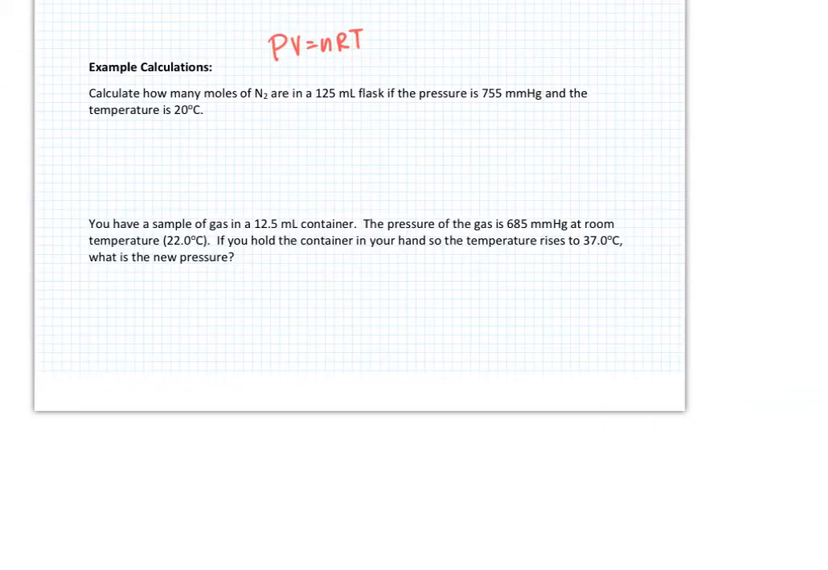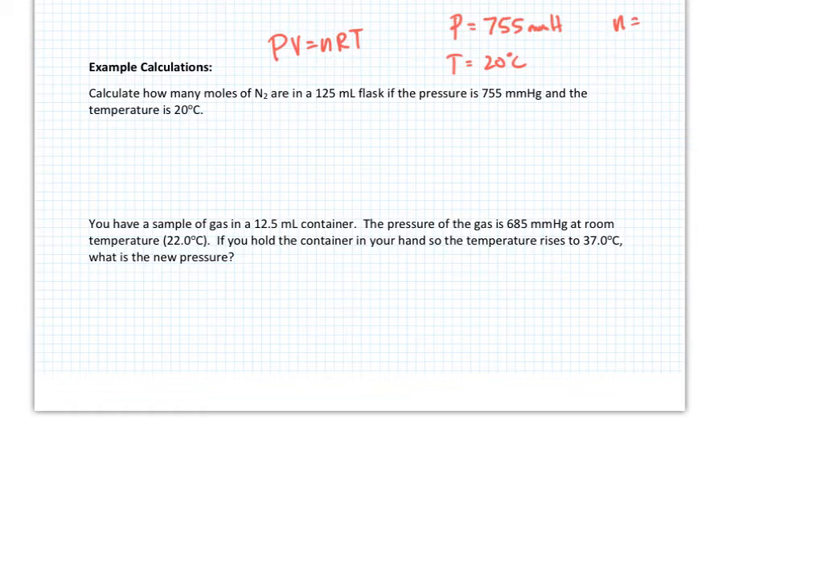All right, so here's our first example problem. Calculate how many moles of nitrogen are in a 125 milliliter flask if the pressure is 755 millimeters of mercury and the temperature is 20 degrees C. This is a really straightforward problem. All we need to do is we need to identify what all the variables are. So we're going to say pressure is equal to 755 millimeters of mercury. Temperature is equal to 20 degrees C.